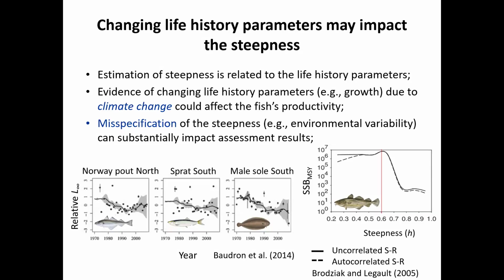And as we know, changing life history parameters may impact the steepness, because the estimation of steepness is related to the life history parameters, and we have some evidence of these parameters changing. For example, growth changes due to climate change could affect fish productivity. According to this paper, compared to the whole time series, the LEPD has changed over the years, so this change could affect fish productivity. According to another paper, if we misclassify the steepness, for example, this is the true value but we determine the steepness here, the estimated SSB could be very different. So steepness is a very important parameter in stock assessment and has a substantial impact on the stock assessment result.